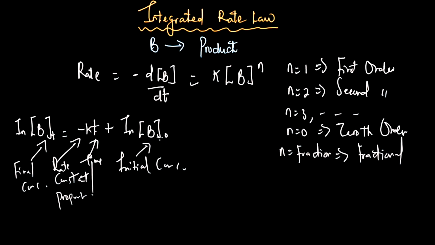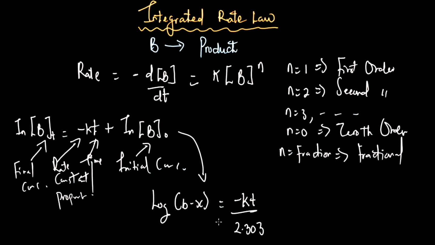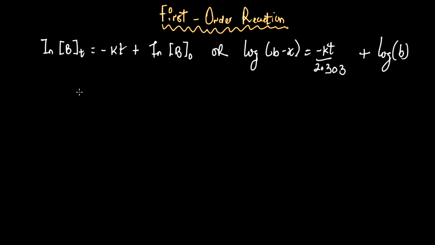So the above first order reaction equation can also be written as log(B minus x) equals minus kt over 2.303, plus log B. It is important to remember that when you are using log, you have 2.303 here, but in the case of natural logarithm, in the case of ln, they are not using 2.303. So now let's talk about the derivation of the first order reaction.